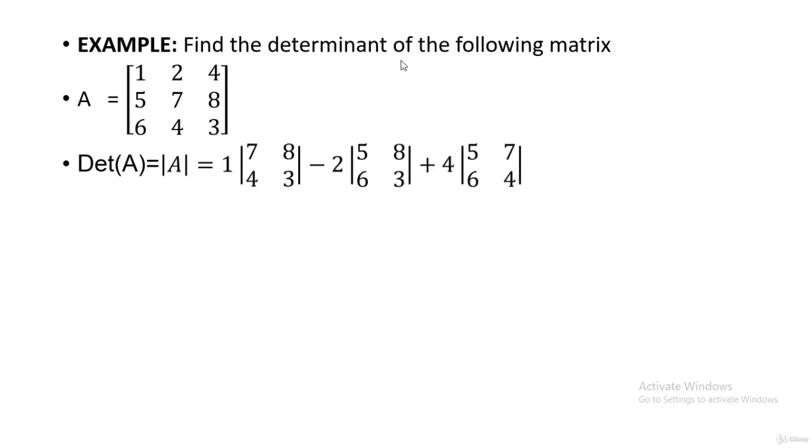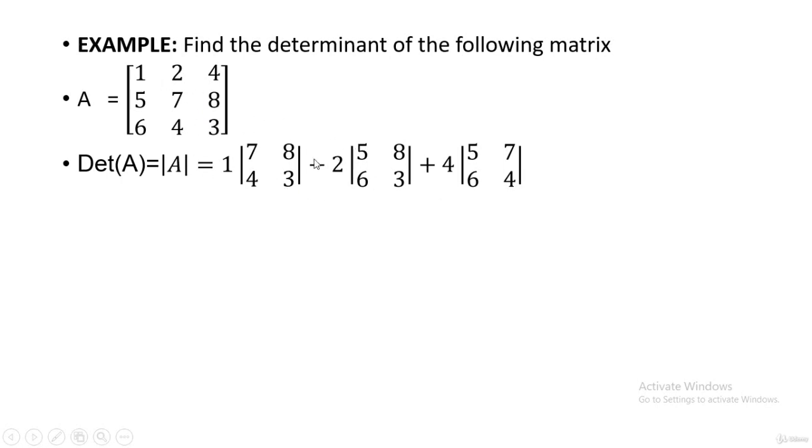Now let's consider an example and understand it better. This is a matrix A which has elements 1, 2, 4, 5, 7, 8, 6, 4, 3. For the determinant of A, I've fixed the first row and I'm expanding through R1, that is my first row. 1 times the determinant. See, first row, first column: 7, 8, 4, 3. Here you go.